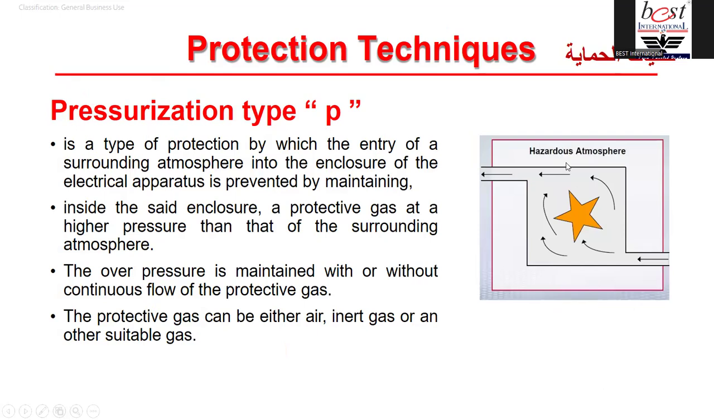Pressurization, p, where a hazardous atmosphere is present. This is protection by which the entry of a surrounding atmosphere into the enclosure of the electrical apparatus is prevented by maintaining inside the enclosure a protective gas at a higher pressure than that of the surrounding atmosphere. The overpressure is maintained with or without continuous flow of protective gas. The protective gas can be either air, inert gas, or another suitable gas.